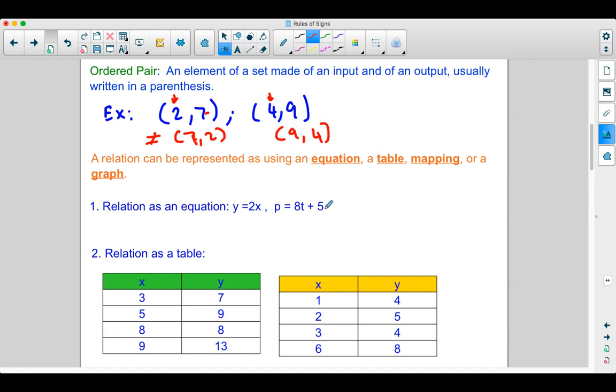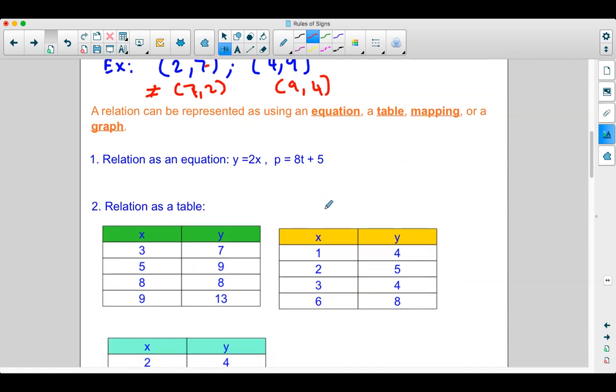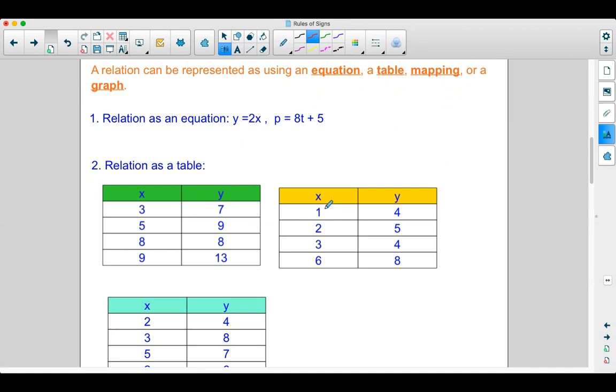You can write a relation also using tables. As you see right here, you have your x values here. Remember, your x values are your input values, and your y values are your output values. Here we have x = 3. The input 3 gives you 7. The input 5 goes to 9. Input 8 goes to 8, and input 9 goes to 13.